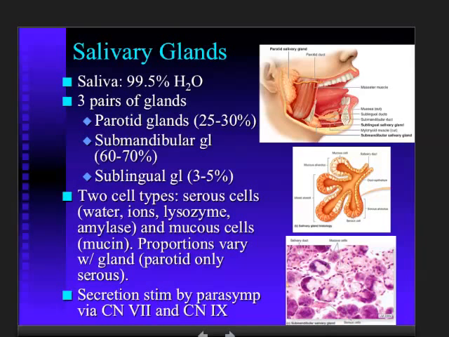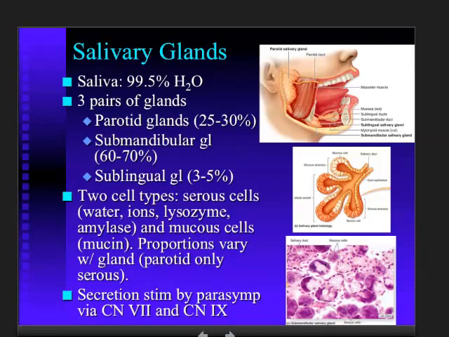Here you go, way down deep below your tongue, there are glands that sit very close to but beneath your tongue called the sublingual glands. In terms of the amount of product that they're producing, 25 to 30% of the saliva comes from the parotid glands. The majority comes from your submandibular glands. And then you have sublingual glands producing a small amount.